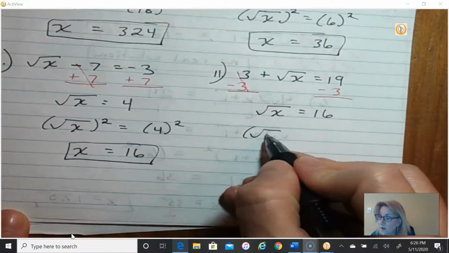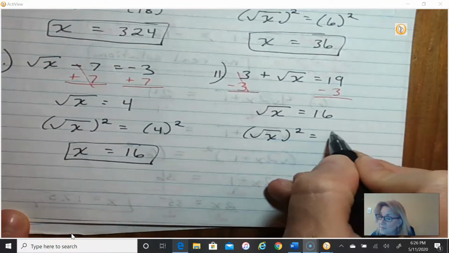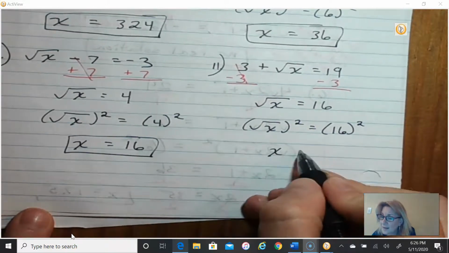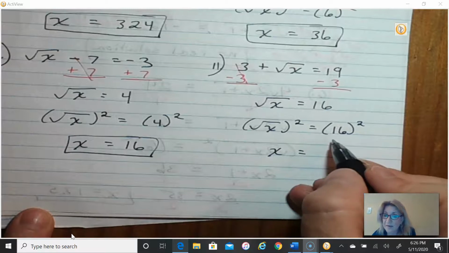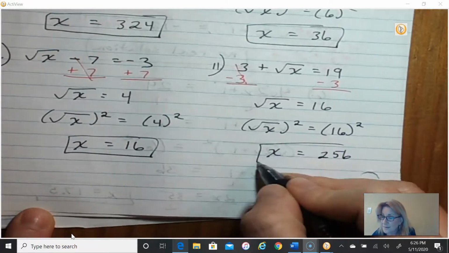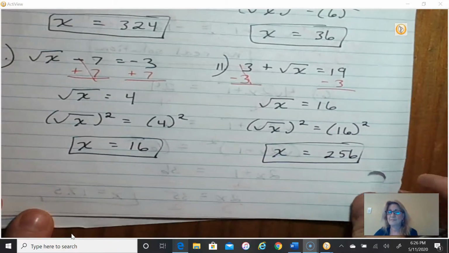I'm going to square both sides. I'm left with x equals 16 squared, which is 16 times 16. You get 256. Okay. Almost done, guys. I have 3 more.